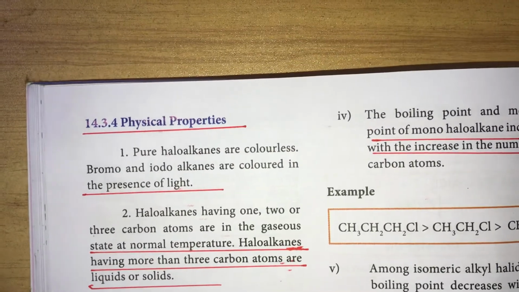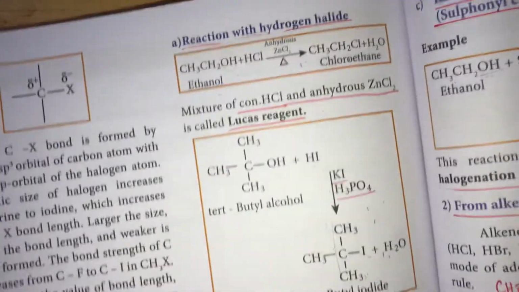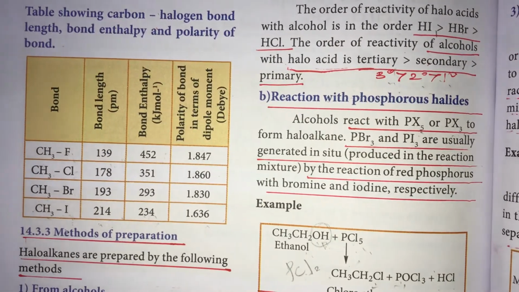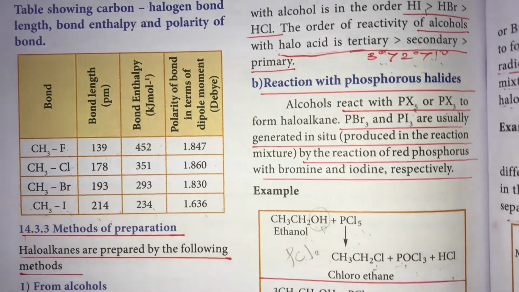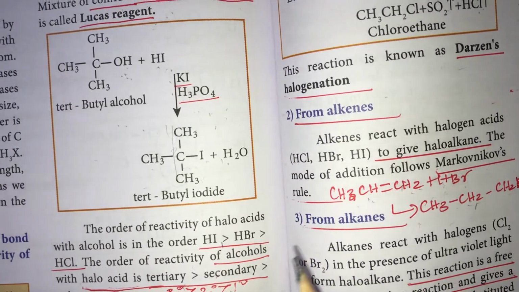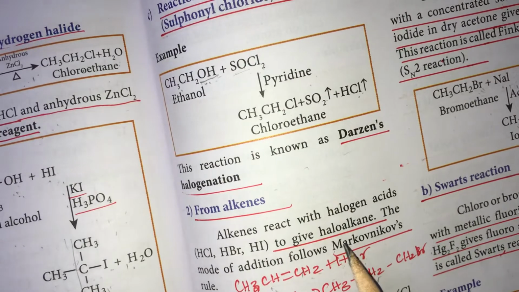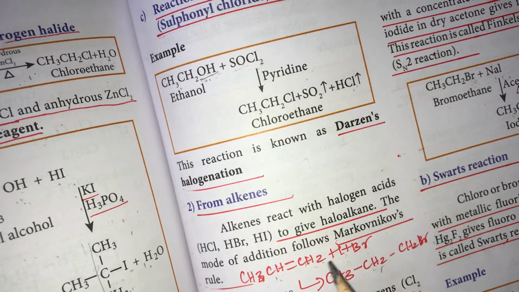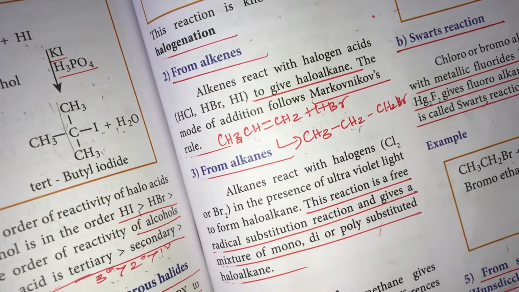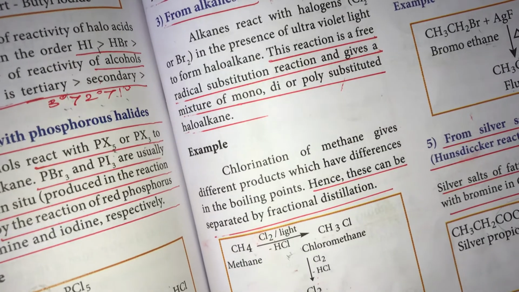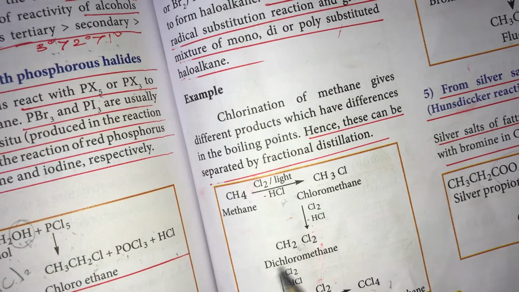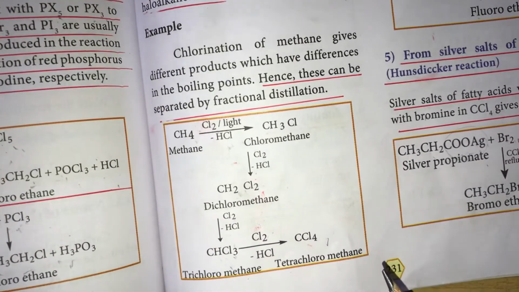So we can sum up. From alcohols: reaction with Lucas reagent and hydrogen iodide, reaction with phosphorus halides like PCl5 and PCl3, the Darzens reaction with thionyl chloride, and the reaction of alkenes with halogen acids, which forms the stable Markovnikov product following the Markovnikov rule. Preparation of haloalkanes from alkanes is by free radical substitution chain reaction, forming different substituted alkanes.